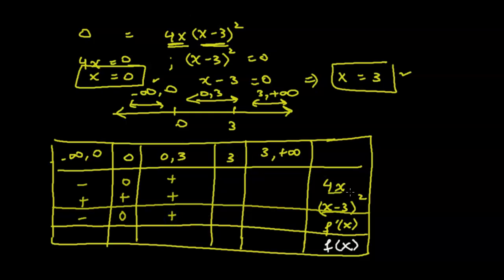Next we put 3 in here, so 4 times 3 is 12, which is a positive number. When we put 3 here, 3 minus 3 is 0, 0 squared is also 0. Product of anything with 0 is always a 0.